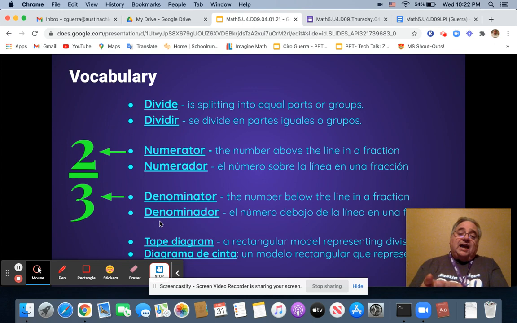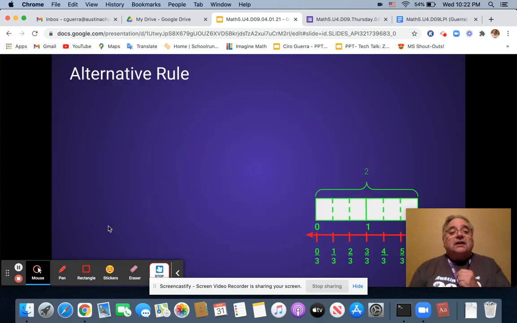Make sure you know your vocabulary. Your vocabulary is going to be very important because it's going to ask you questions with the word divide, numerator, denominator. You're going to have to know what a tape diagram is and also know what a quotient is. You can see those right there. A quotient, as a reminder, is the answer. What is the answer? Look for the answer. Look for the quotient. What is the quotient?